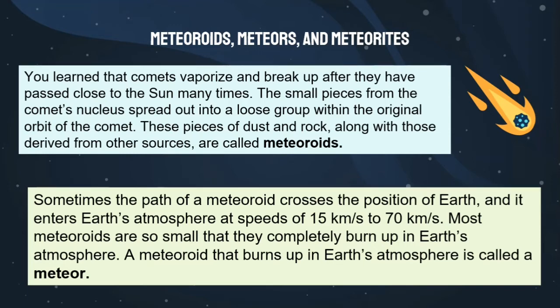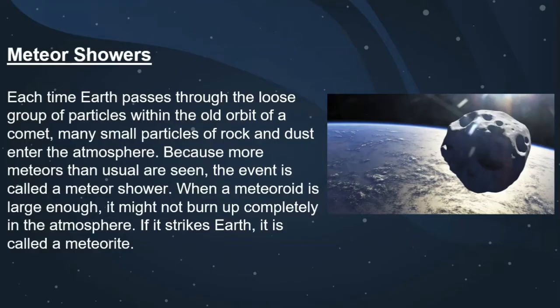Most meteoroids are so small that they completely burn up in Earth's atmosphere. A meteoroid that burns up in Earth's atmosphere is called a meteor. Meteor showers. Each time Earth passes through the loose group of particles within the old orbit of a comet, many small particles of rock and dust enter the atmosphere. Because more meteors than usual are seen, the event is called a meteor shower. When a meteoroid is large enough, it might not burn up completely in the atmosphere. If it strikes Earth, it is called a meteorite.